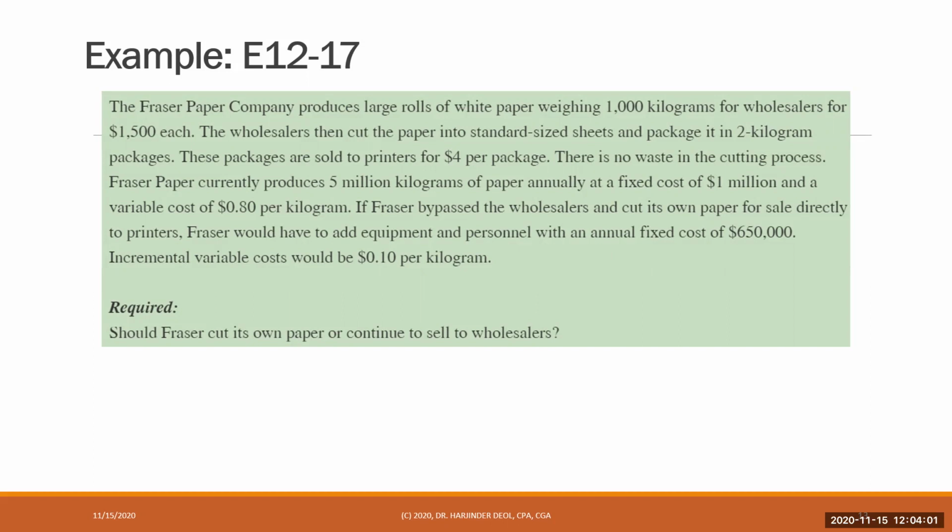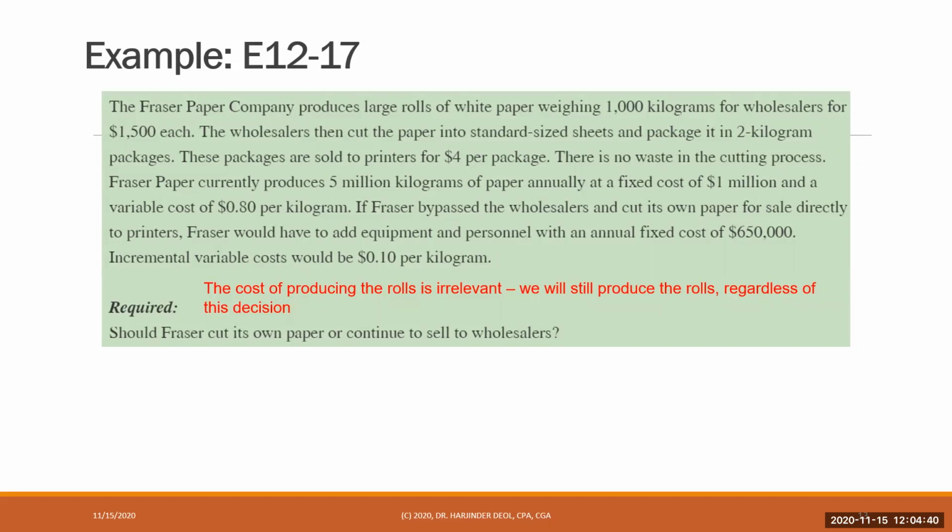Fraser Paper currently produces 5 million kilograms of paper annually at a fixed cost of $1 million and variable cost of 80 cents per kilogram. Now, this cost of $1 million and variable cost of 80 cents per kilogram is irrelevant, because the Fraser company will still continue to produce the rolls regardless of the decision we make in this particular issue. So what is the issue? Well, Fraser has an opportunity. Fraser can bypass the wholesalers.